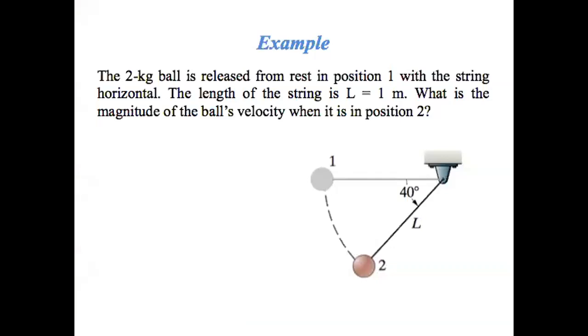Next example. The 2 kilogram ball is released from rest in position 1 with the string horizontal. The length of the string is 1 meter. What is the magnitude of the ball's velocity when it is in position 2?